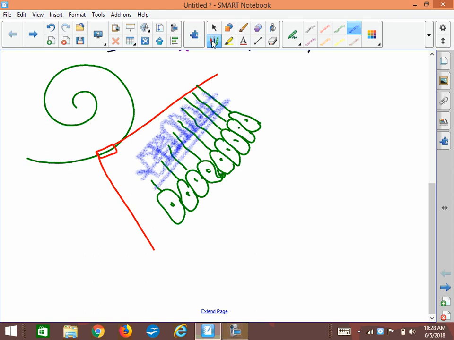And that's what they're called. They're actually called hair cells because they look like hair, but they're not hair, not like on your head. They look kind of like that.